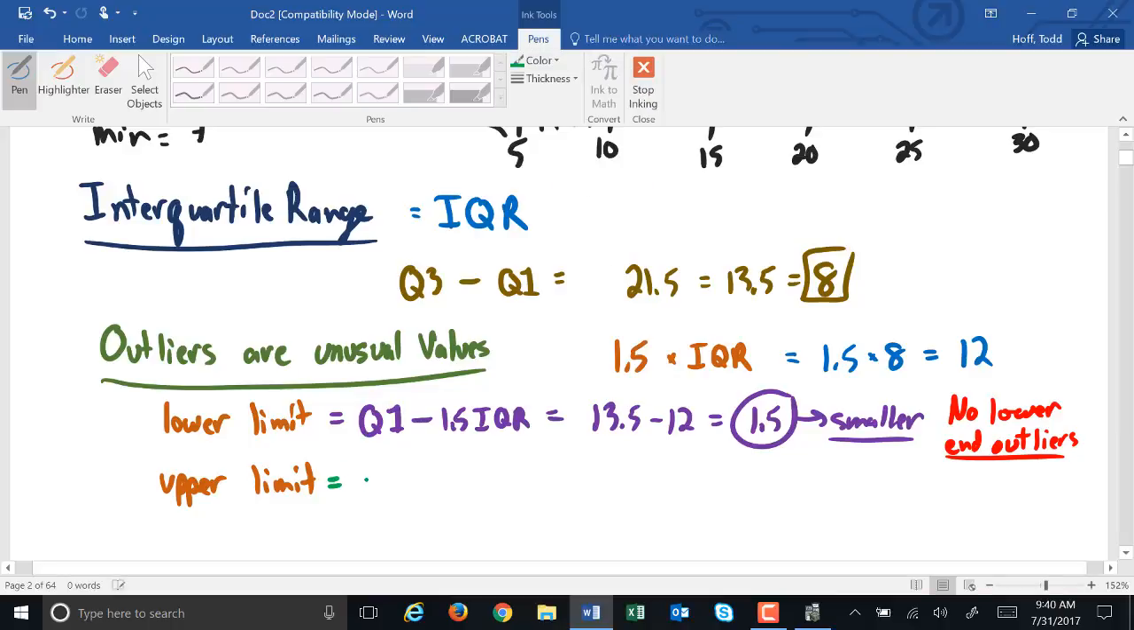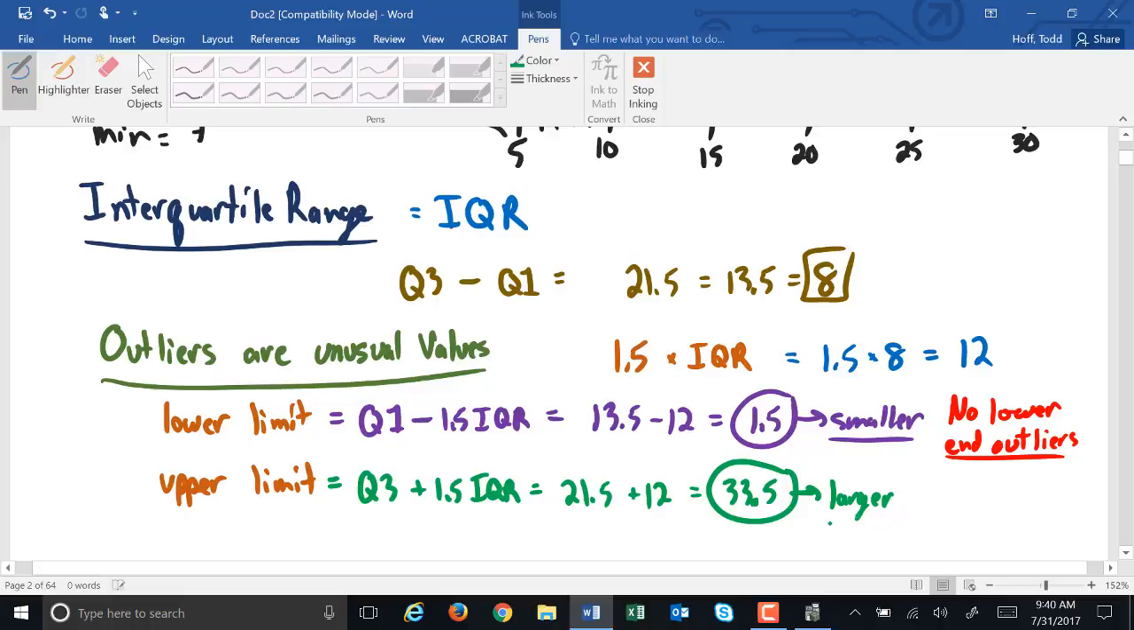For the upper limit, we take the third quartile and we add the 1.5 IQR. So our third quartile is the 21.5. We add 12 to that, we get 33.5. 33.5 is the upper limit. Anything larger than that would be an outlier. Well, here our largest number is 27. So there are no upper end outliers either. So this data set had no outliers.